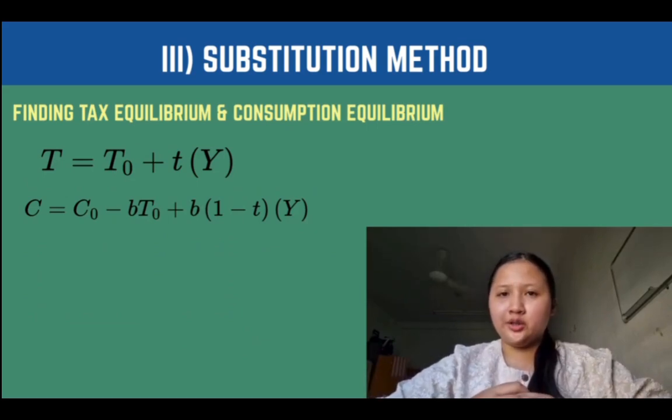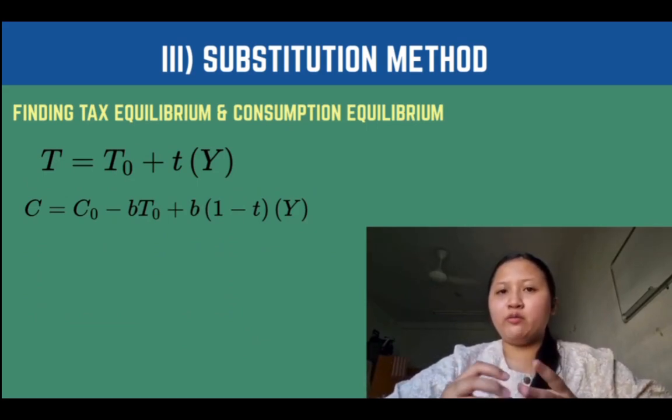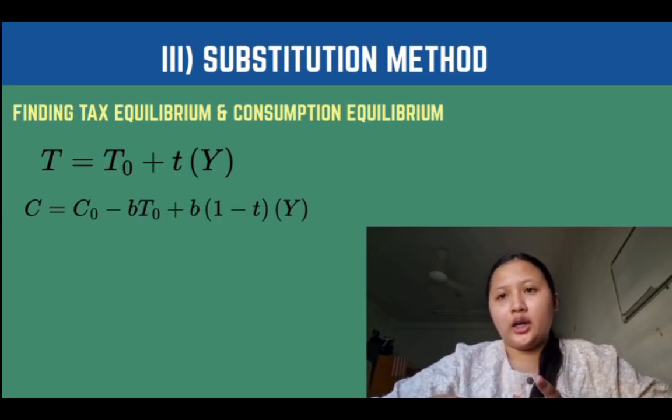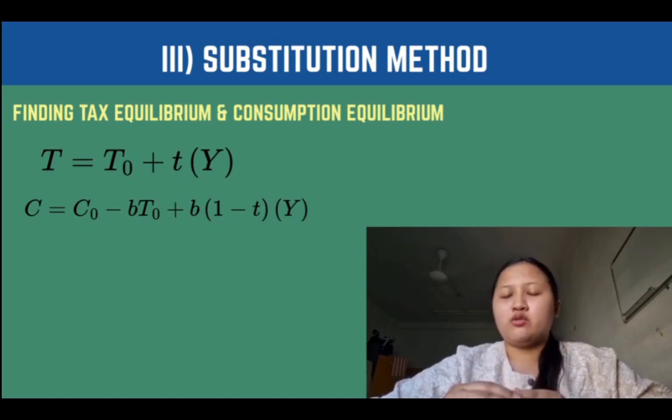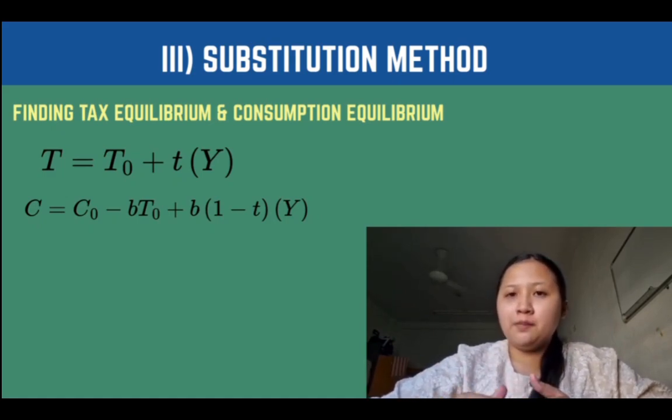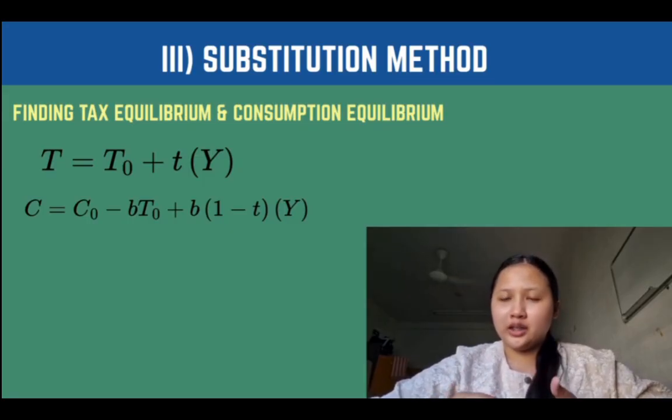To finish our solution, we solve for the remaining equilibrium values using the tax function. We find T equals T naught plus T times Y, and using our simplified consumption function, we find C equals C naught minus B times T naught plus B times the quantity 1 minus T times Y. In conclusion, by using the variable substitution method, we have successfully derived the equilibrium values for income, consumption, and tax. Thank you for your time.